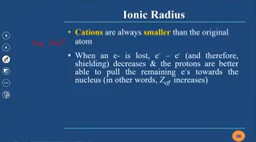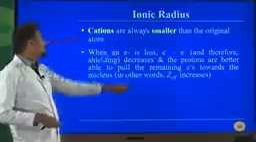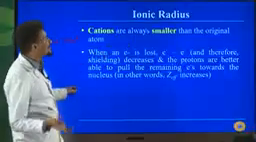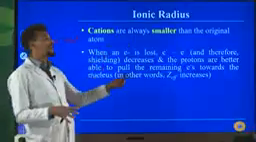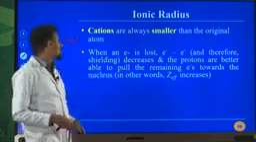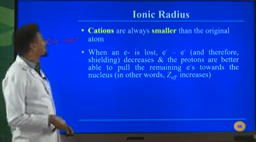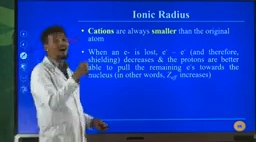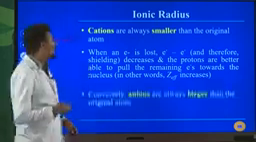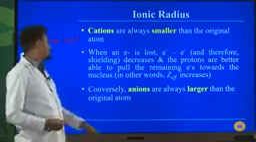We already have seen about this one. When an electron is lost, electron-electron repulsion decreases, and therefore the shielding effect also decreases. The protons are better able to pull the remaining electrons towards the nucleus, and this decreases the size of that ion when compared with the neutral atom.